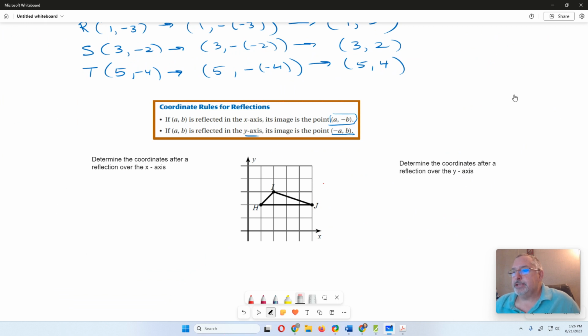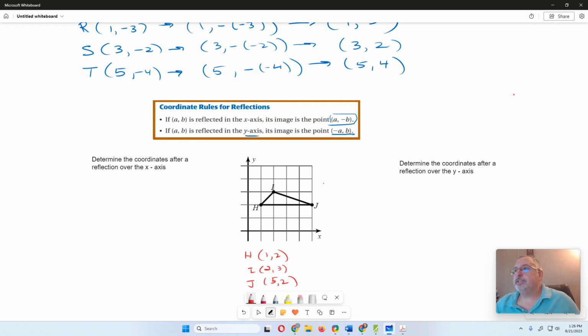H is at (1, 2). I is at (2, 3). And J is at (5, 2).